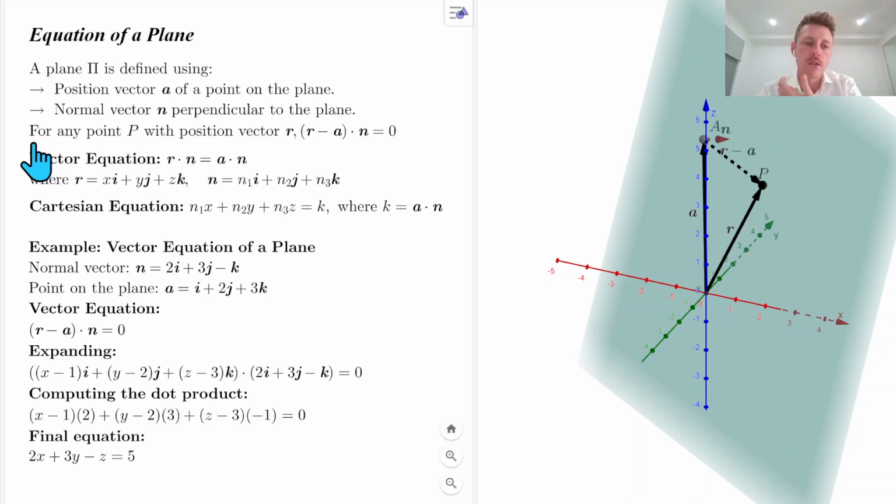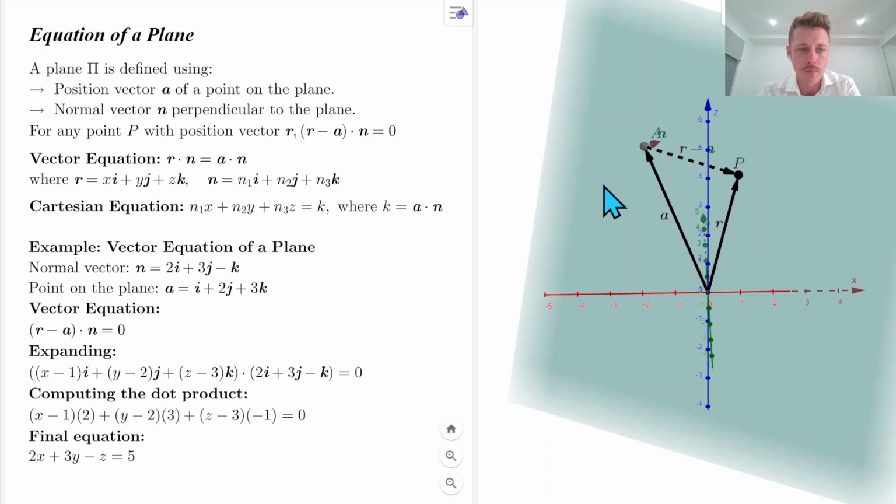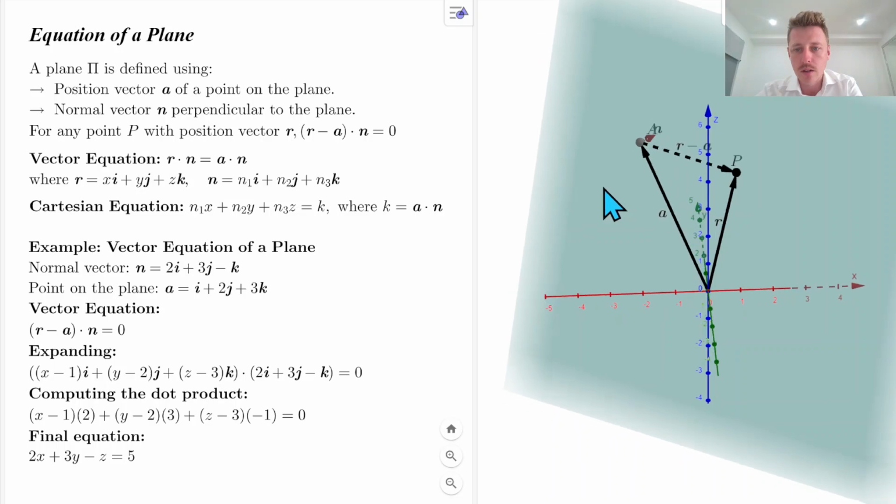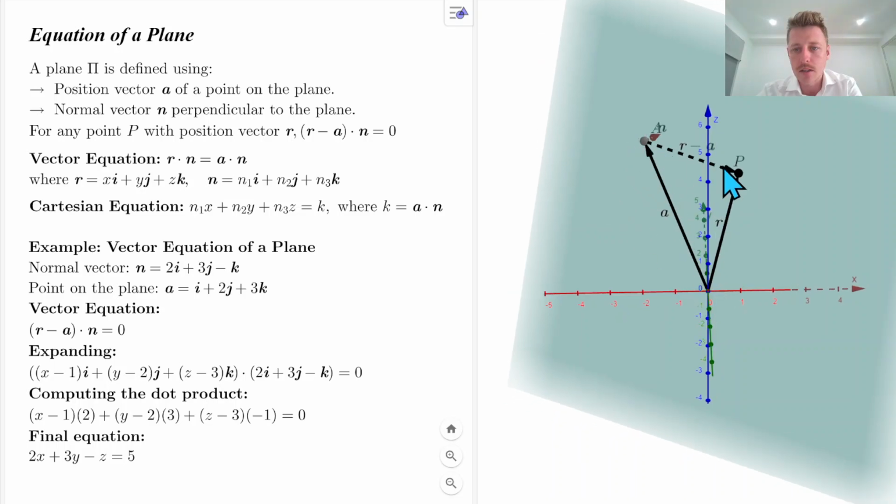and a normal vector to the plane. So we can also say for any point P with position vector r, r minus a dot n equals 0. Okay, this is where it gets a bit confusing, but let's have a look. Let's see if we can make some sense. You'll notice here we've got the point A. Let's pick some other random point P, which we're just going to put on the plane over here.